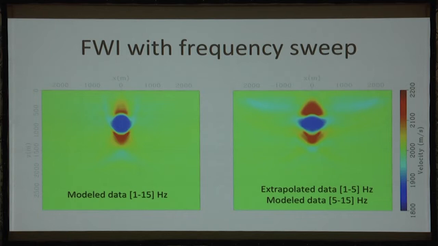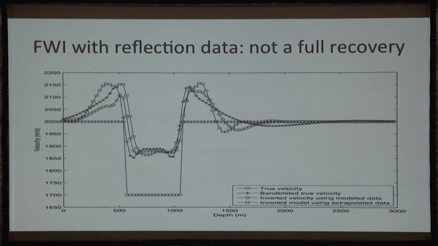So what I'm showing here is that a full waveform inversion with reflection data is not a full recovery. Why? The line denoted by the circles is the true velocity, but none of the models is able to recover the full velocity. What we recover is a band-limited version of this true velocity. The band-limited version is the one denoted by the star, and you can see it's very close to the two inverted velocity models.